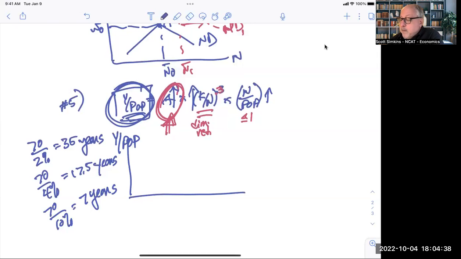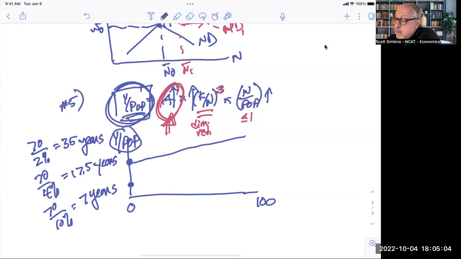So if we have output per worker or per person in the economy on the vertical axis, and we have a country at time 0 at the start at a low level of GDP per person, another country has a higher level. But the higher country is not growing as fast. It's growing over say 100 years, but not as fast as the poorer country. At some point, the poorer country is going to overtake that. The rule of 70 will give us some indication of how long that's going to take.